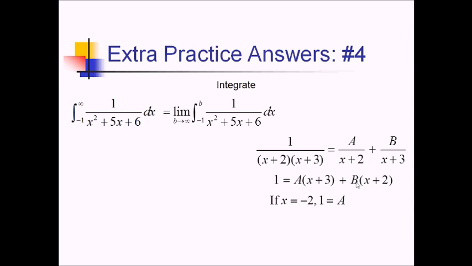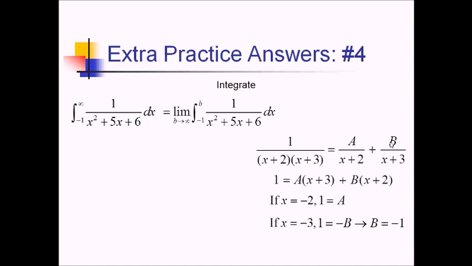Let me find my B value now. I'm going to get that by plugging in negative 3 for x. That allows me to zero out the A term. So then I've got 1 on the left side, and over here this is B times negative 3 plus 2, or negative 1. Well, if 1 equals negative B, then B equals negative 1.